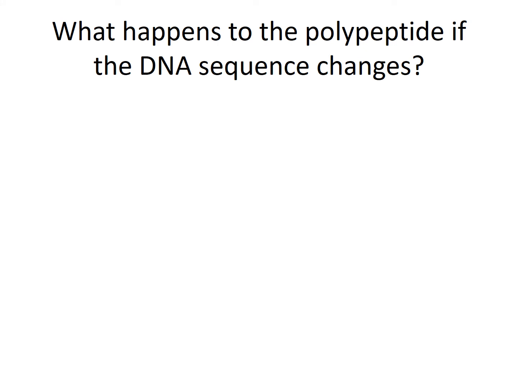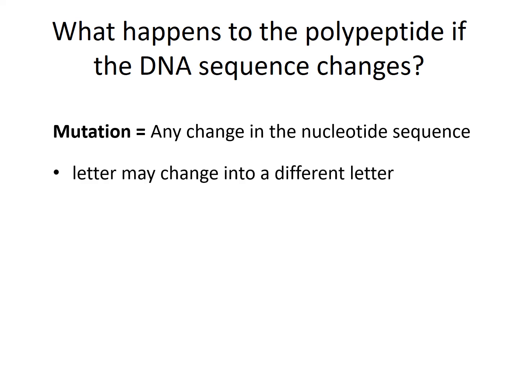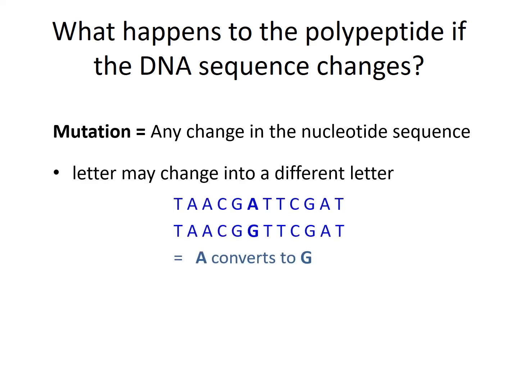Okay, so now you know how DNA encodes the production of specific polypeptides. But what happens to the polypeptide if the original sequence of A's, T's, C's, and G's on the DNA instructions changed? This is called a mutation. Mutations are any change in the nucleotide sequence, and mutations could be a letter changing to a different letter. Like here, the A changed to a G.